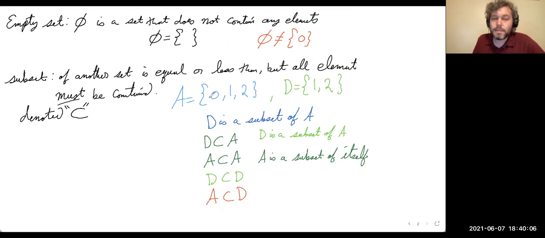What am I talking about? There's the element 0 here, and it is not contained in D. So that means A is not a subset of D. It can't be. Okay, even though it's the number 0, it's still not in D, so it cannot be contained. So I'm going to write not a subset. I'm going to cross that symbol out. Okay. So A is not a subset of D. All right, because all the elements are not contained.